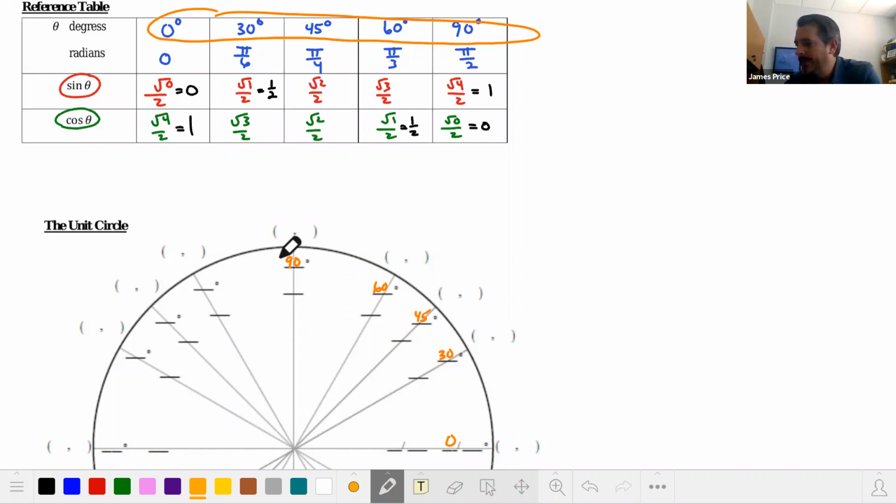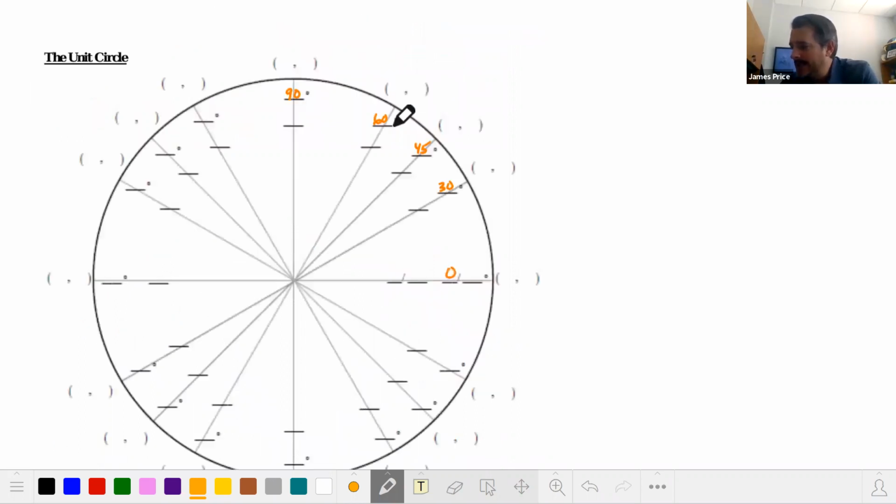So for example, since I know this is 30, and that's plus 30 is 60, plus 30 is 90, then plus 30 is 120 degrees, 150 degrees. I'm just counting by 30s: 180 degrees, 210 degrees, 240 degrees, 270 degrees, 300 degrees, 330 degrees, and then finally 360 degrees. And then because this angle is 45 degrees, I can now count by 45.